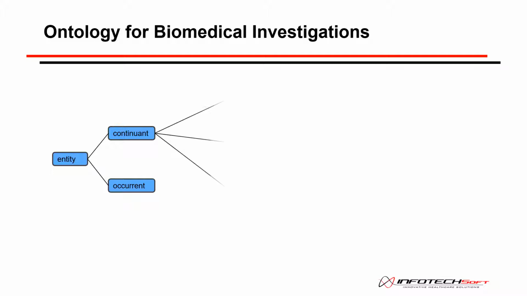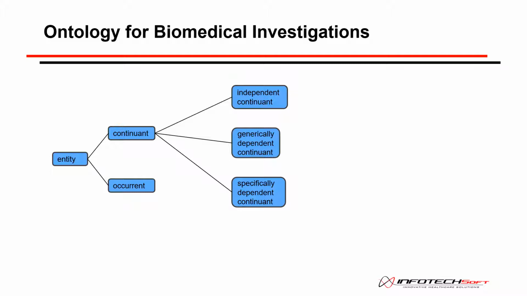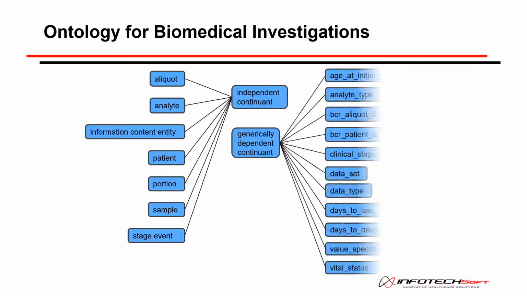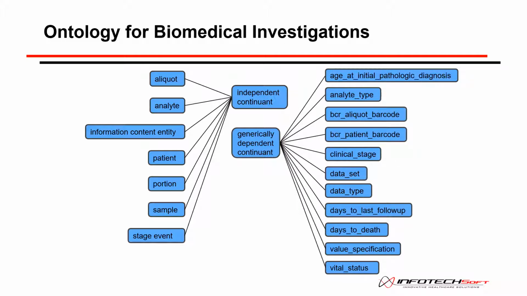This has three subclasses: independent continuant, which bears quality and cannot inhere anything; generically dependent continuant, which depends on other entities; and specifically dependent continuant, which inheres from other specific entities which cannot change. In the design of the queries for this use case, the displayed independent continuant entities and generically dependent continuant entities were used. To start, a clinical query was created from the TCGA data model.